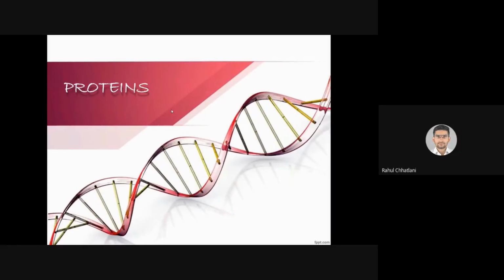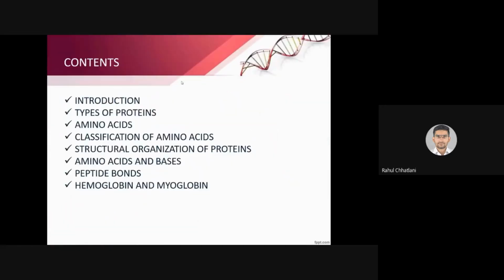So first of all, we are going to discuss today about proteins. We have discussed the carbohydrates, one of the major portions of our diet. Second, we are going to see the proteins, and third, we'll be discussing the fat. Second important is the proteins. We are going to talk about the proteins in detail. This is the content that we are going to see.